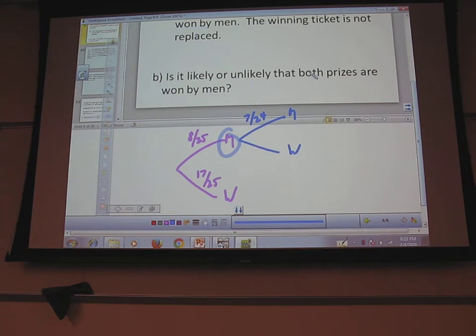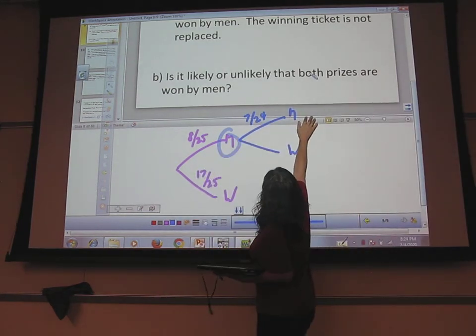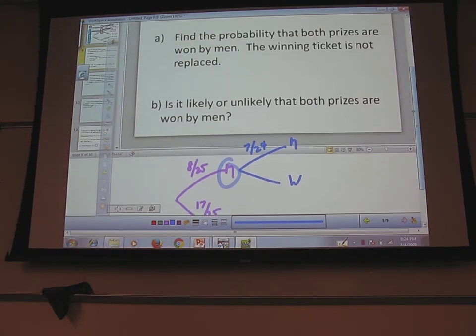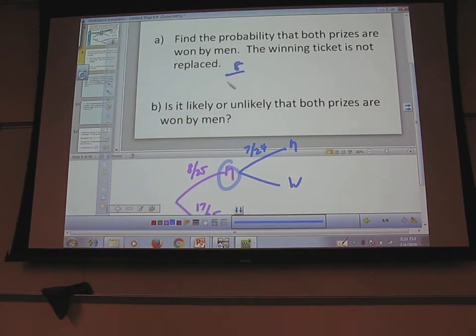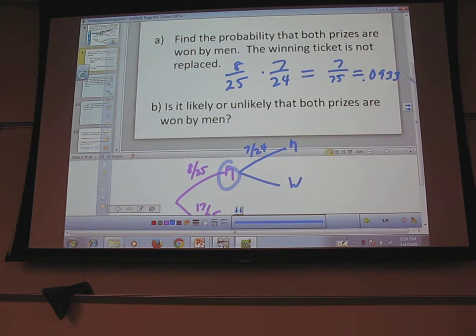All right. So here, we care about them both being men. So we need to find this spot here, multiply the probabilities. Right, so 8 over 25 times 7 over 24, and you will get 7 over 75, which is 0.0933, I think was what the other classes got, yeah? What's our guideline for unusual or unlikely in statistics? Our general guideline? 5% or less.